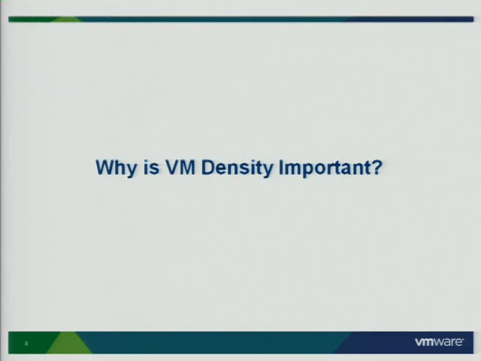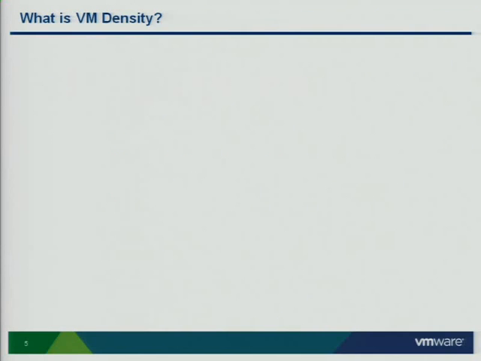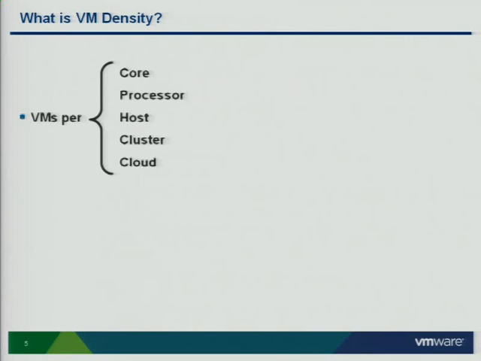So VM density is simply how many VMs can you run on a given hardware platform. And you can measure it in terms of VMs per core, VMs per socket, per server, per cluster of hosts, and for an entire cloud.